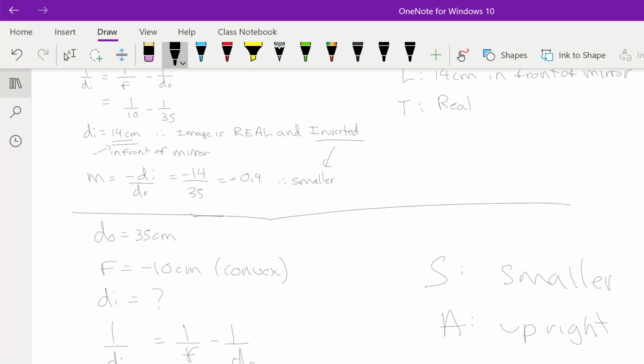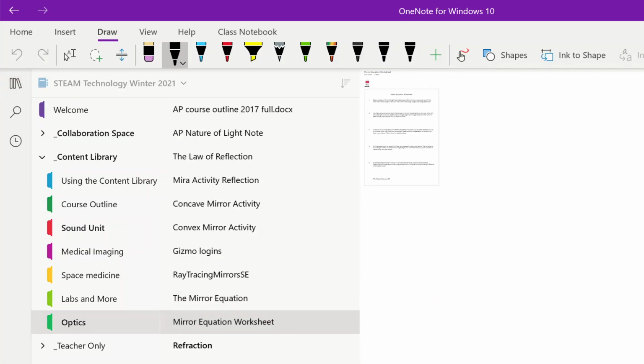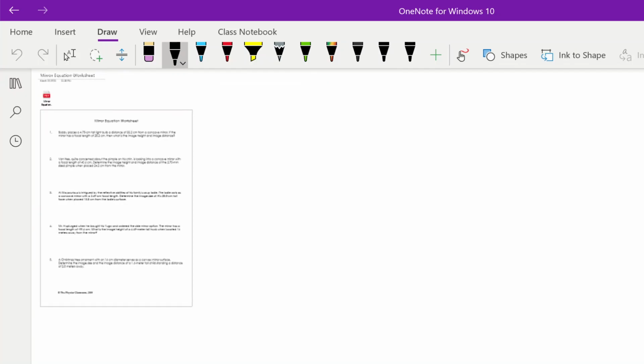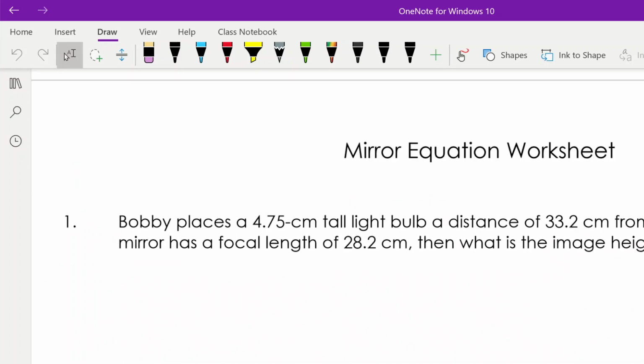And that's it. Now I have a little worksheet for you. Hooray! Okay, and the worksheet is right here. So that's your mirror equation worksheet. Try those problems. We'll take them up when I see you on Tuesday. But just give them a try for now. Let me do one with you just to show you the steps, okay? You don't have to change the units, by the way. You can leave everything in centimeters.